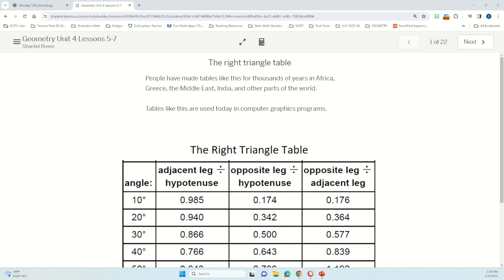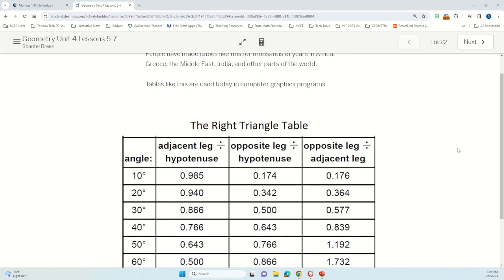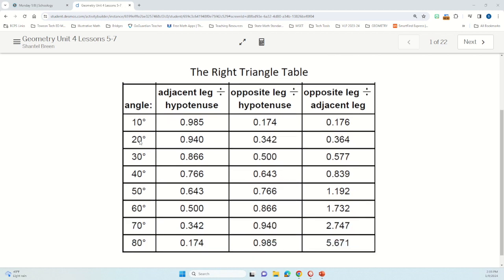Okay, so we are going to take a look at Unit 4. We've been working with right triangles, and in the last lesson, we explored this table. We created a bunch of triangles with these various degrees, and we discovered that the ratio between the adjacent and the hypotenuse always works out to be these numbers with these angles. We learned the ratio between the opposite and the hypotenuse will work out to be these ratios, and the opposite leg divided by the adjacent leg will work out to be these ratios.